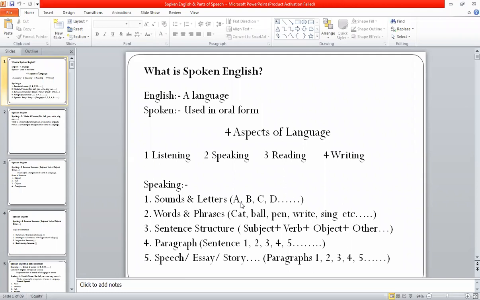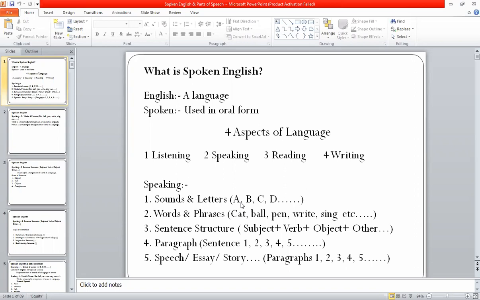There are 26 letters or alphabets in the English language, A, B, C, D to X, Y, Z, at the last. And speaking about sounds, there are more than 35 sounds in the English language. More than 30 or 35 sounds are there in the English language.